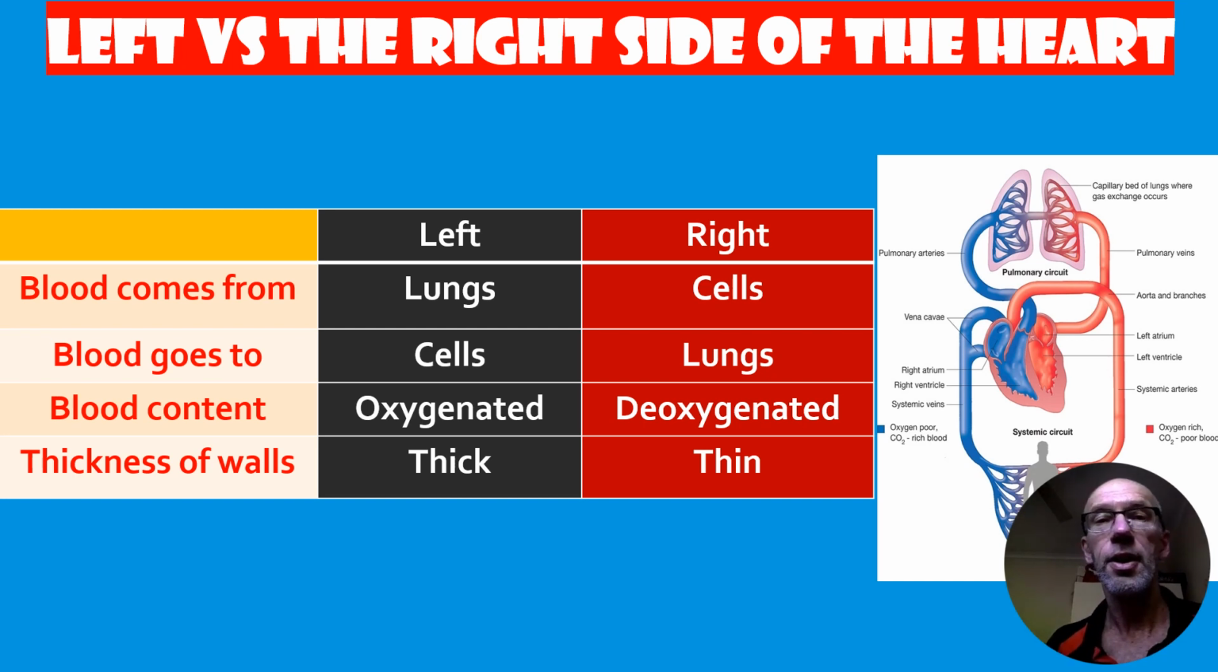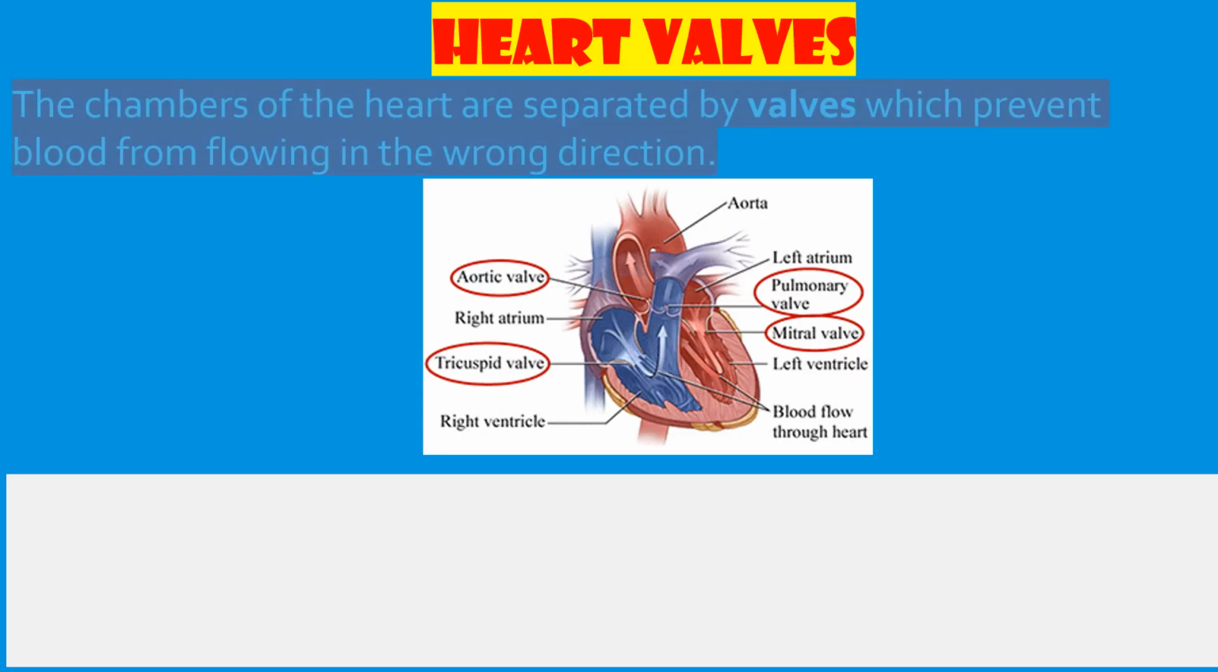And it only needs a thick wall in that right ventricle because we don't need to pump it very far to the lungs, as opposed to the blood that enters the left side of the heart that's just come back from the lungs. It's been oxygenated through that gas exchange, and the thick walls in the left ventricle will push that blood under great force so it can get to all of the cells in the body.